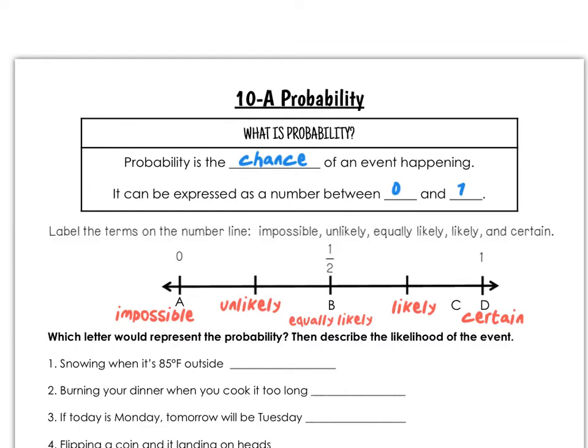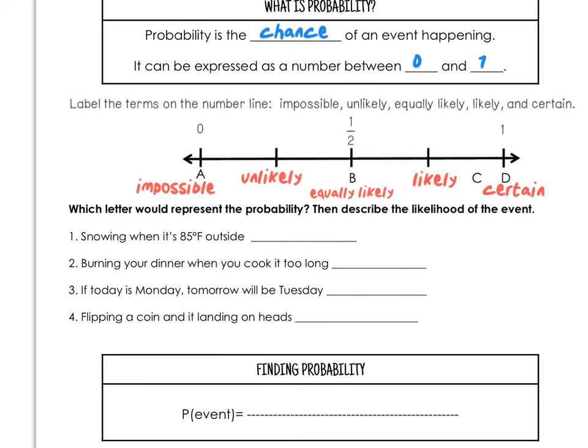Now let's take a look at the questions below. It says in black bold, which letter would represent the probability? Then describe the likelihood of the event. Underneath the probability number line, we have the letter A underneath the 0. The B is at 1/2. The C is a little bit before the 1, and then the D is right underneath the 1.